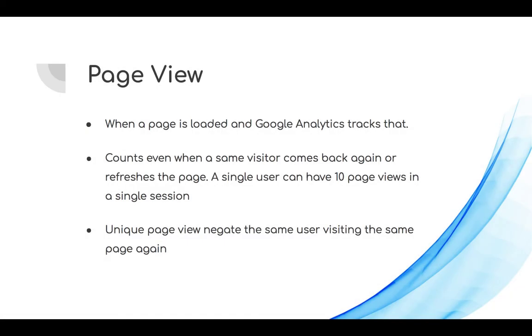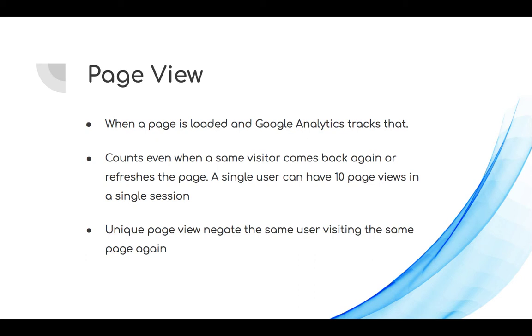The next one is page views. A page view is basically when a page is loaded and Google Analytics tracks the load of the page. It counts even if the same visitor comes back again or refreshes the page. A single user can have even 10 page views in a single session. There is no limit to the number of page views that this user can have. If a user visits your homepage and refreshes the homepage 10 times, then it is counted as 10 page views.